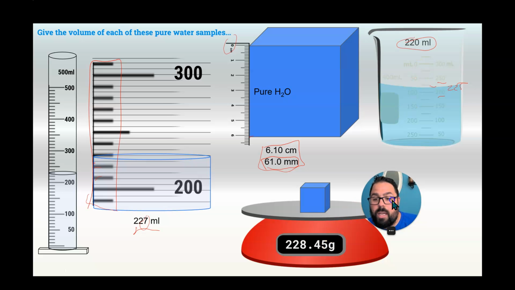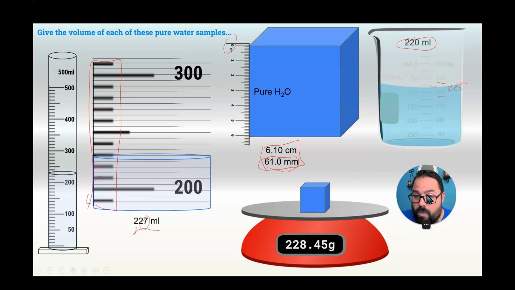And then if you didn't figure that out before, 1 milliliter of water, specifically H2O, is equal to 1 gram. So this is equal to 228.45 milliliters if we were talking about volume. So this one's a little sneakier. It's a conversion based on known properties of water.